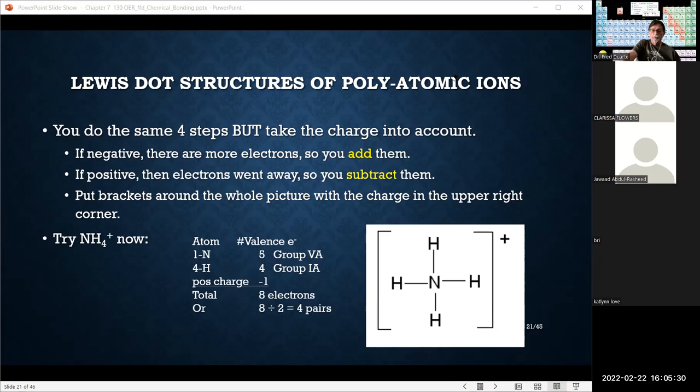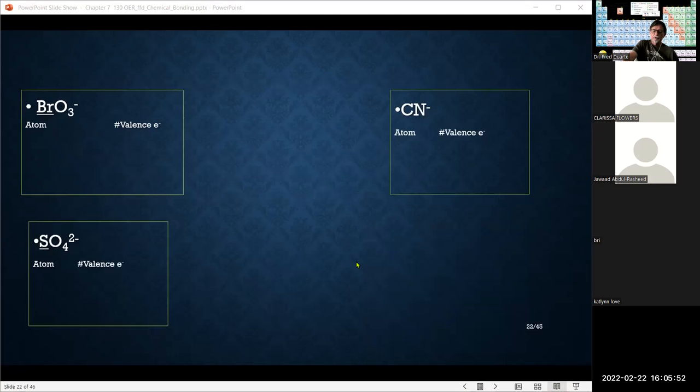And this is the ammonium ion. So again, rehash, same process: add up the valence electrons, and if it's positive, you subtract. And it's unfortunate the nitrogen's not underlined, but you'll be told who's the central atom. Always, you'll know that. All right, let's do a couple of these.